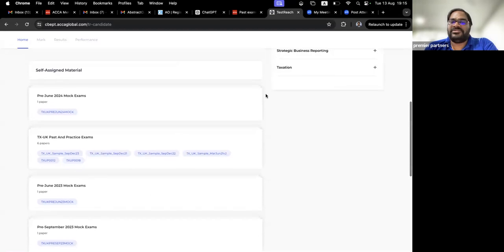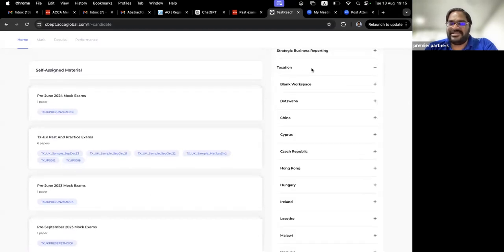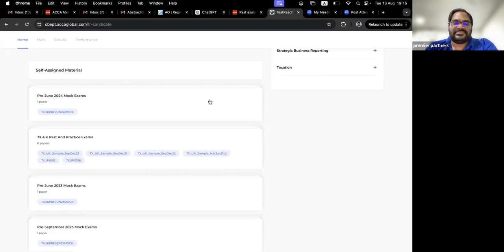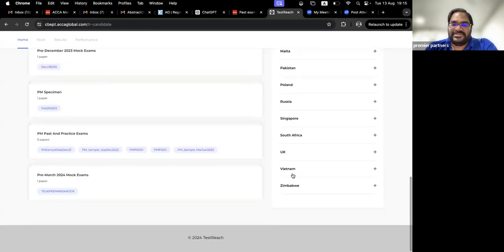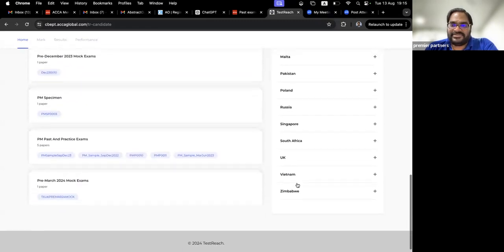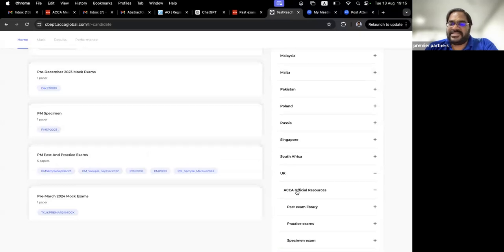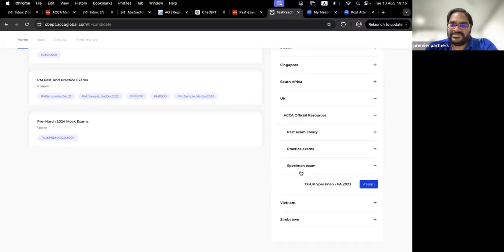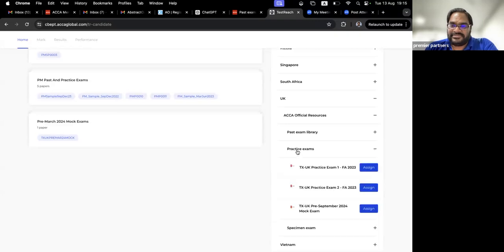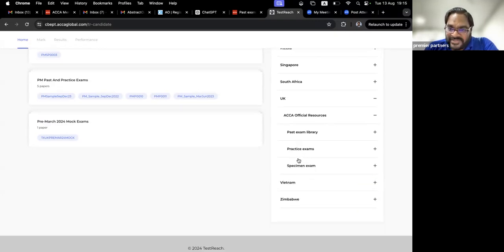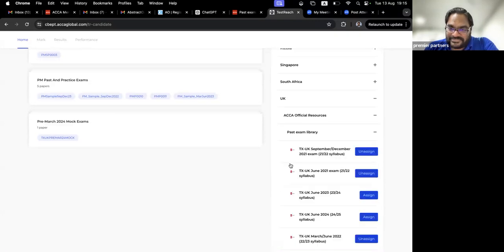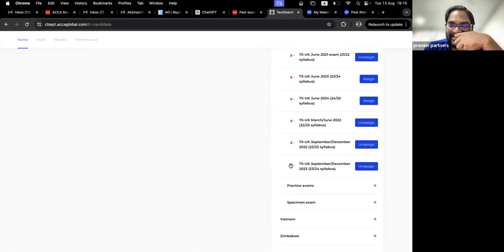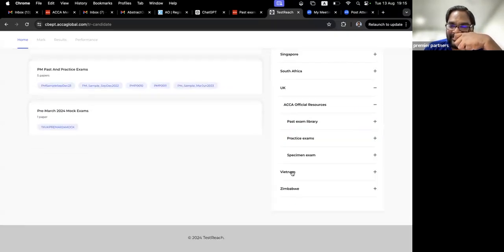Great. So from here, just assign the mock like we did for the previous one. Can you guys assign and let me know before I open the paper? Just go here. Take UK, ACC official resources. Practice exams under that. June 2024 should be there. Wait, sorry. Okay, why is it not appearing there? Can you guys see the June 2024 mock?